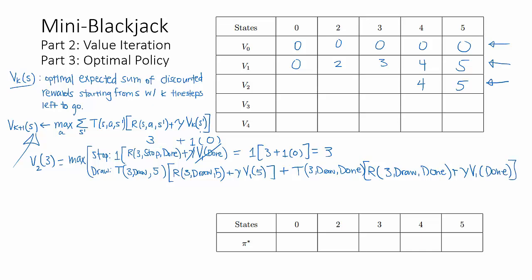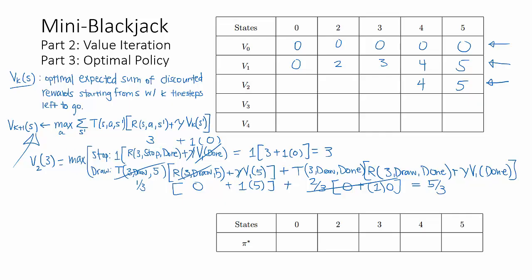And what we need to do here is substitute in values. So the transition to state 5 happens with 1/3 probability. The reward you get for drawing is 0. Your gamma factor is 1. And your value at 5, we can read that off. That's just 5. So let's put a 5 here. The transition to the done state happens the other 2/3 of the time. So let's put 2/3. The reward you get for drawing is 0. Your gamma factor is 1. And the value at a done state is 0. So this term drops out because of 0. And all we're left with is 5/3.